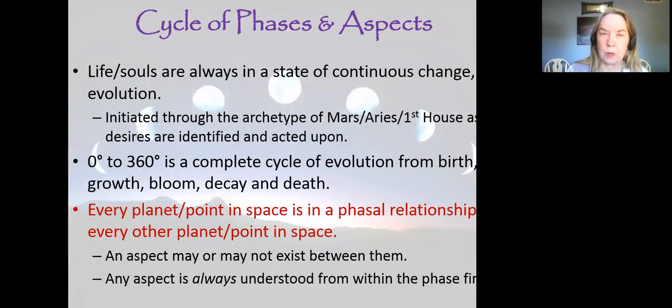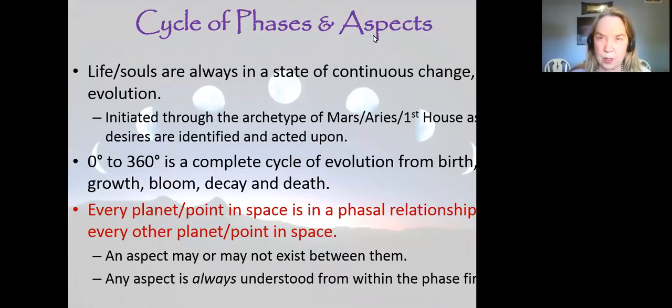Now, in general, when we look at the cycle of phases and aspects, life, or us souls, we're always in a state of continuous change and evolution. And we know that by the way we initiate through that archetype of Mars, Aries, first house, as we have these spontaneous desires come up and we want to start initiating and acting upon them. Well, there's archetypes that come after that initiation. But again, this whole cycle of the circle, from 0 to 360, it's birth, growth, bloom, decay, and death. And then we start all over again.